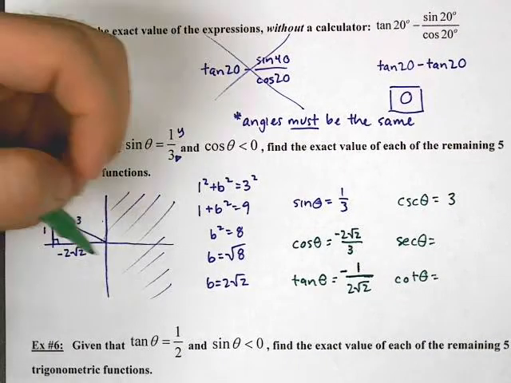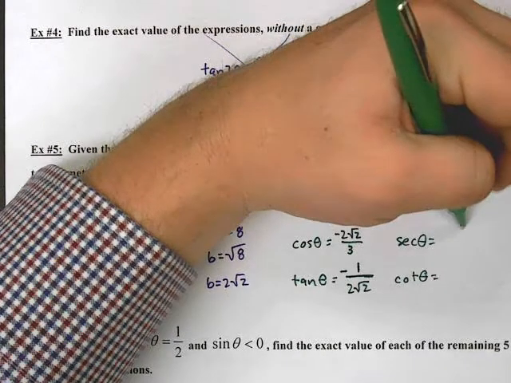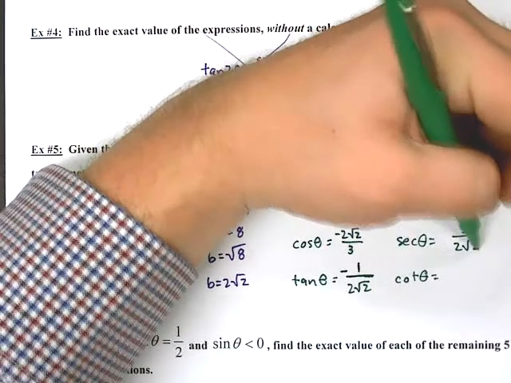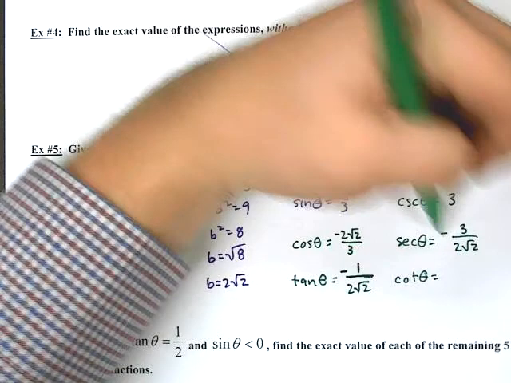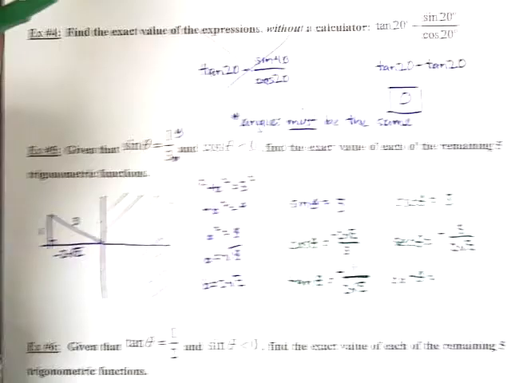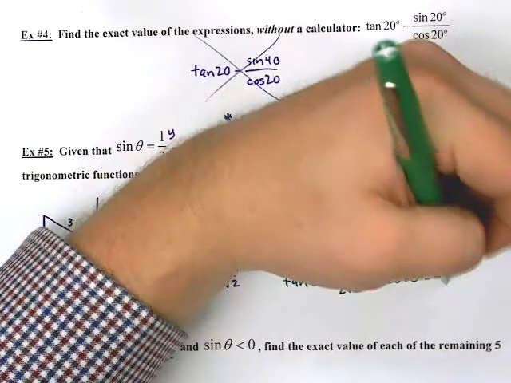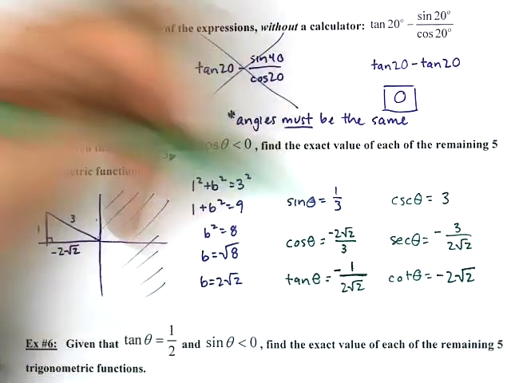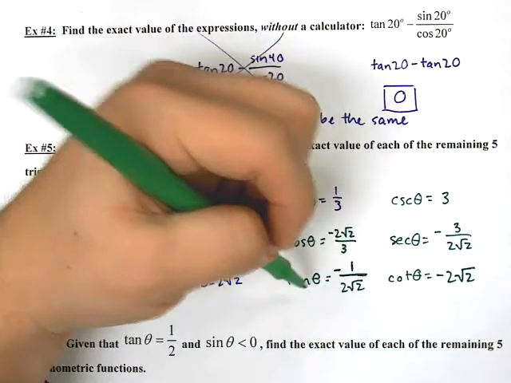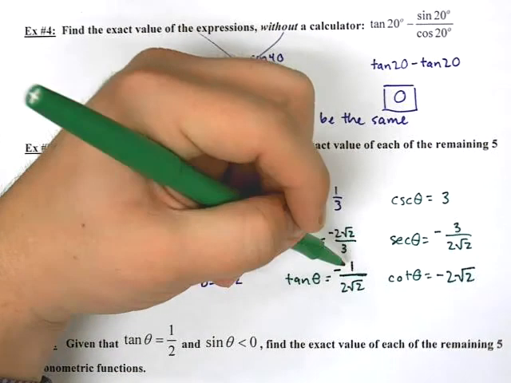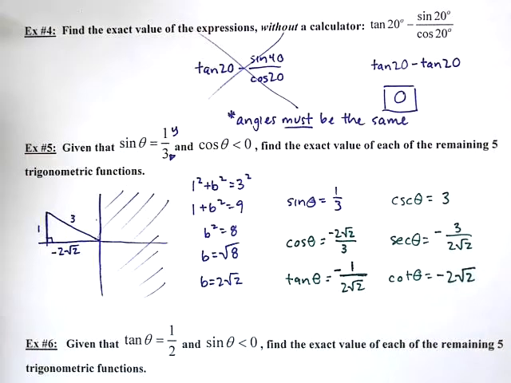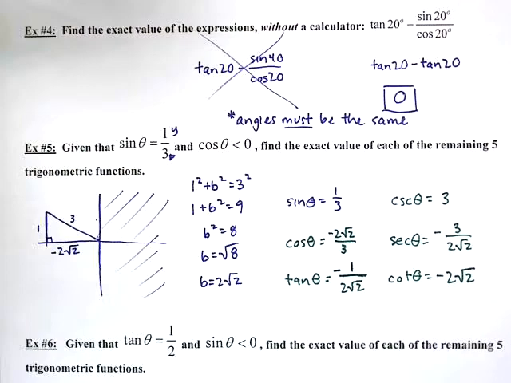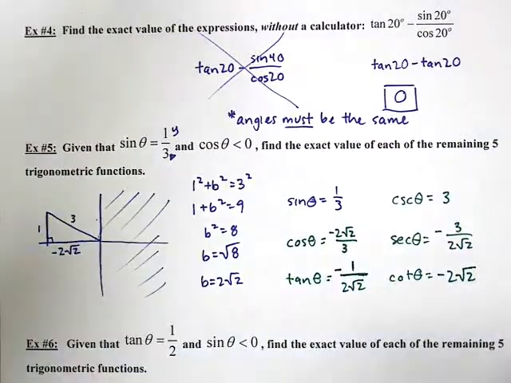For secant, I'm just going to use the reciprocals. So 3 over 2 root 2. And of course, it was negative, so it stays negative. And same thing with tangent. Negative 2 root 2. Now, for cotangent, remember, you can either just flip tangent, or you can say, well, if tangent was y over x, 1 over negative 2 root 2, then cotangent is x over y. So negative 2 root 2 over 1. All right, last problem.